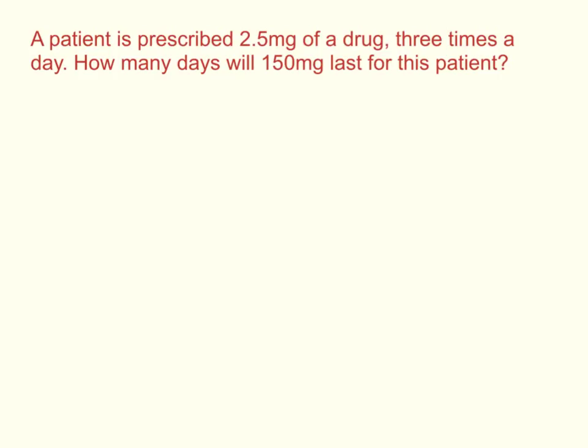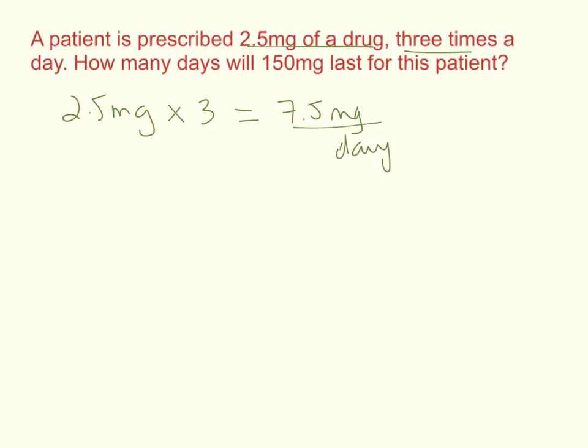So the first thing that I'm going to do is take the 2.5 milligrams and multiply that by 3 to get exactly how many milligrams this patient is taking daily. And 2.5 multiplied by 3 gives us 7.5 milligrams per day. Okay? Now, we figured that out.